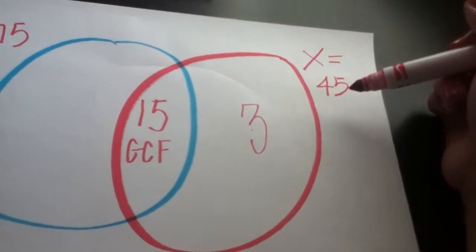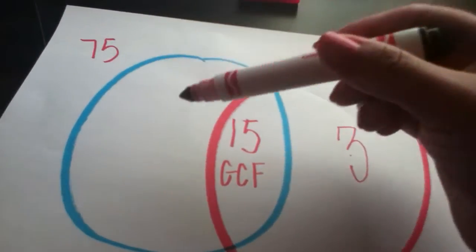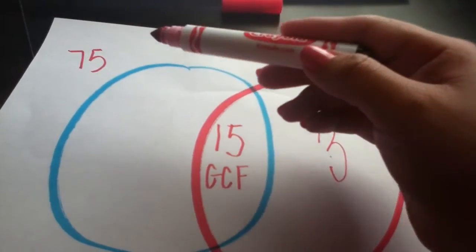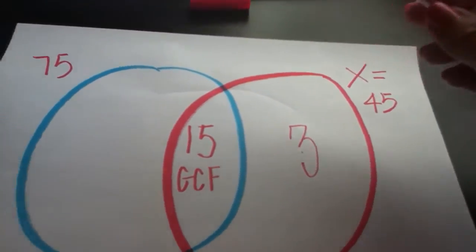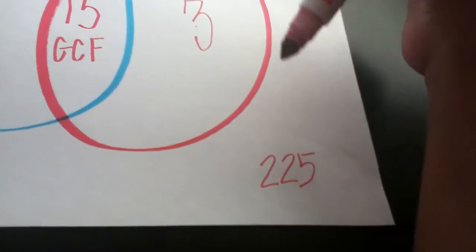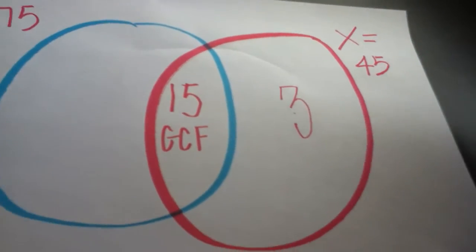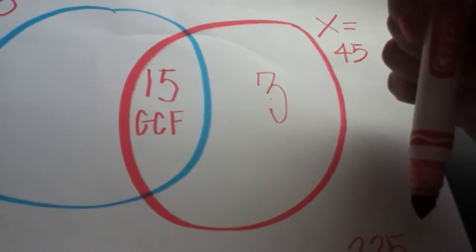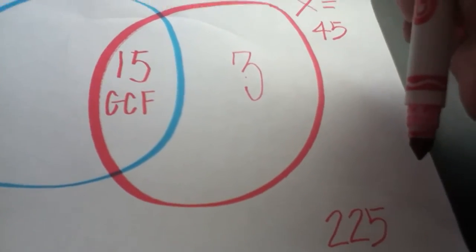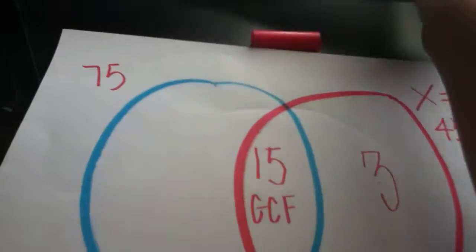Now that seems really simple, so we want to make sure that x is really 45. So in order to do that, we're going to have to find out what belongs in the blue circle and then factor out 75 and 45 and get the GCF again and get the LCM again to see if they match up to 15 and 225. So in order for us to get the blue circle, we're going to do the same thing we did when we divided 225 by 75. We're going to do 225 by 45. So 225 divided by 45 equals 5. So that goes in our blue circle.